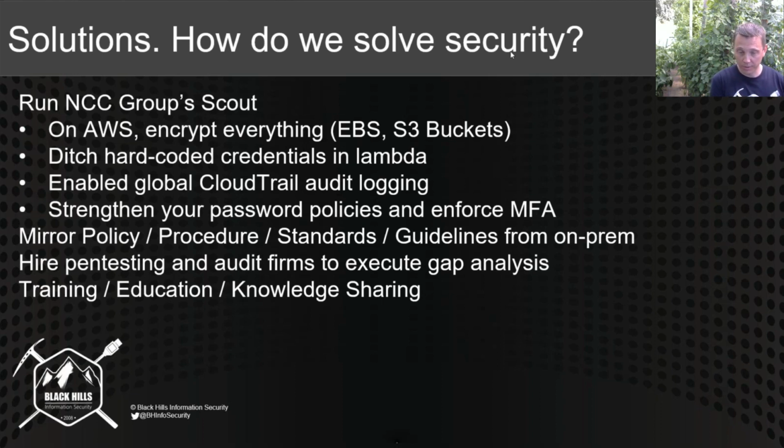So just a couple other random things. These come up when you run Scout against AWS. Don't use hard-coded credentials in your Lambda functions. Learn what environment variables are and how they work. Enable global CloudTrail audit logging. This basically enforces a protection against any configuration access to an API interface associated with your account. This should be on globally. Turn it on.